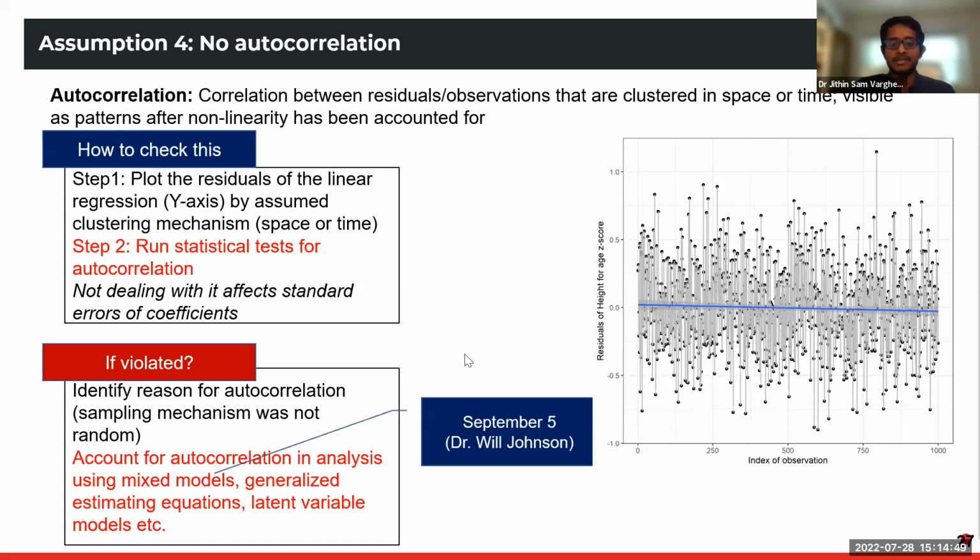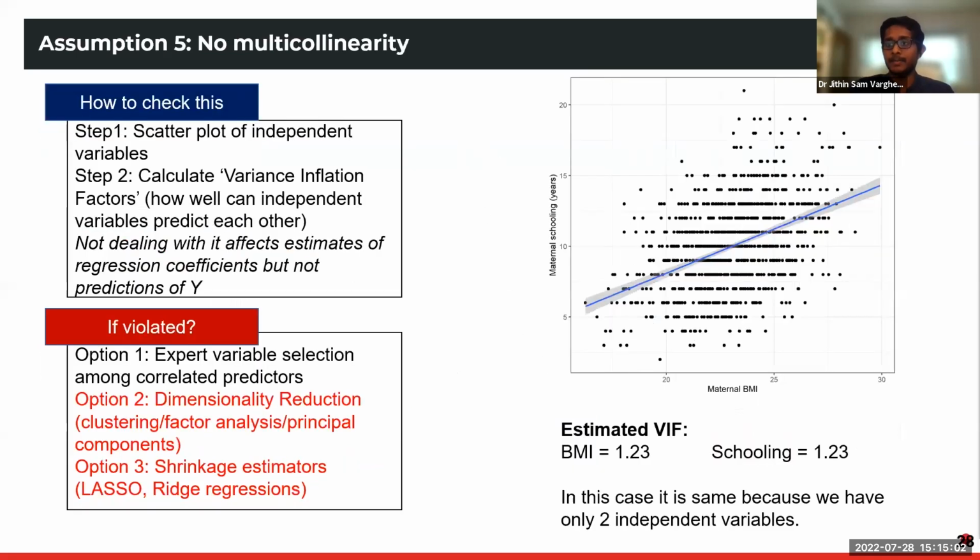So Dr. Will Johnson would be covering some methods related to this topic on September 5th. And he would be specifically looking at mixed models and certain growth models which account for autocorrelation in time.